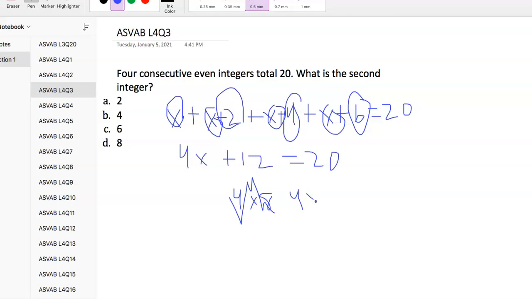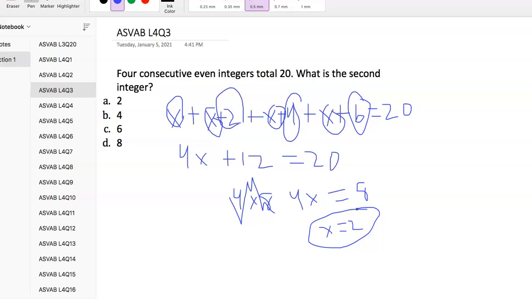Sorry, lost my train of thought there for a second. 4x equals 8. We'll divide each side by 4. X equals 2. Right? So you're doing pretty good if you got that far. A lot of people make the mistake of like, okay, I got through all my work, x equals 2, answer choice A.